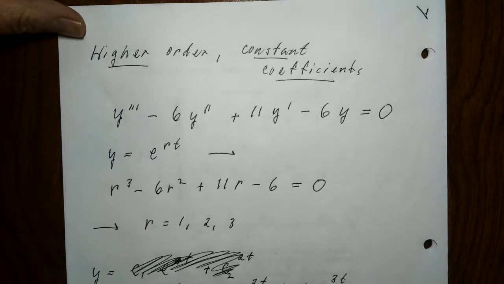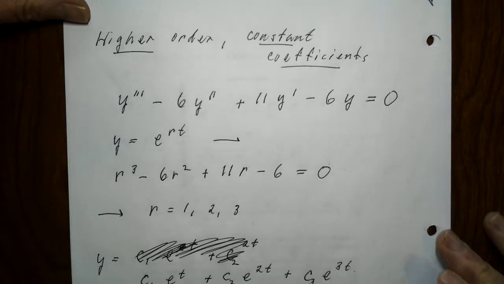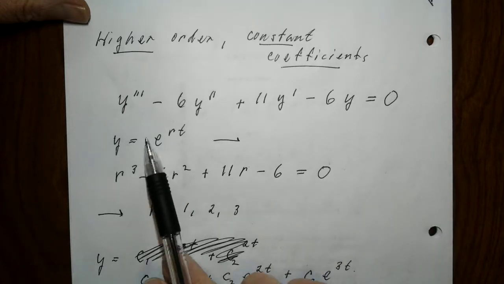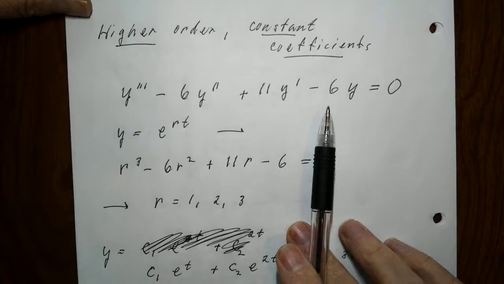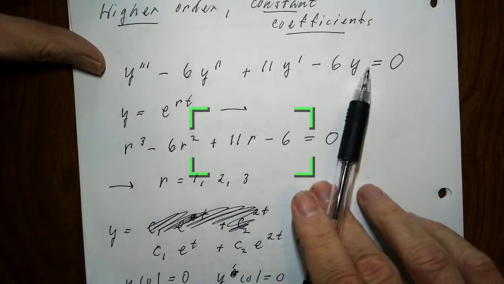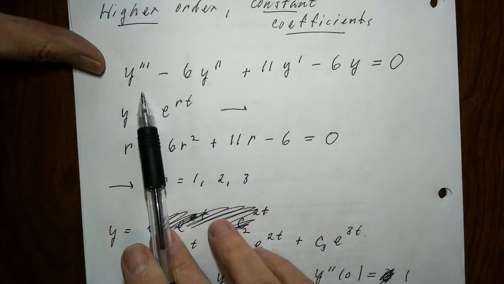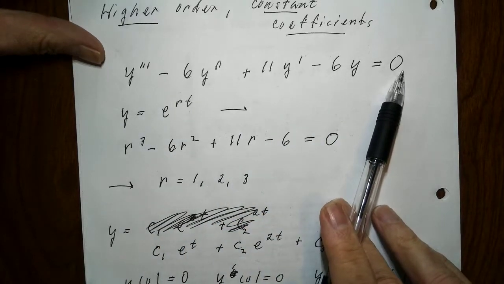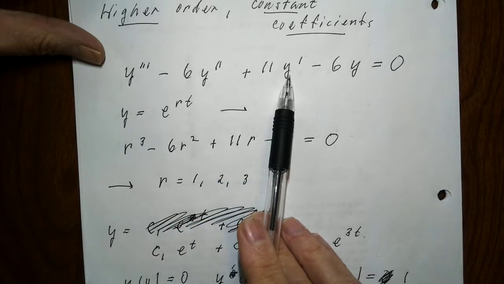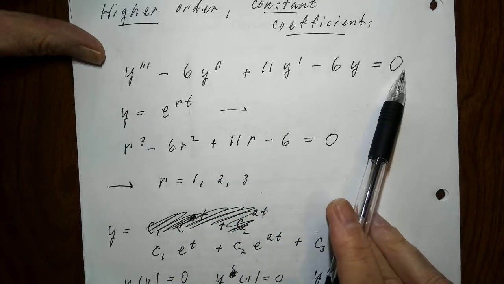The method for solving second-order linear differential equations with constant coefficients extends pretty easily to higher-order equations. For example, here's a third-order linear differential equation having constant coefficients. It's homogeneous: y''' - 6y'' + 11y' - 6y = 0.